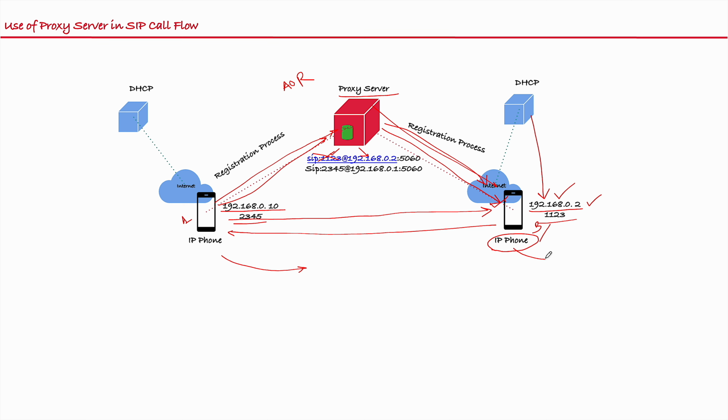When the phone gets a new IP from the DHCP server, it again stores its new address into the proxy server database through the registration process. Once the registration process is successful, the new IP address is now updated in the proxy server.